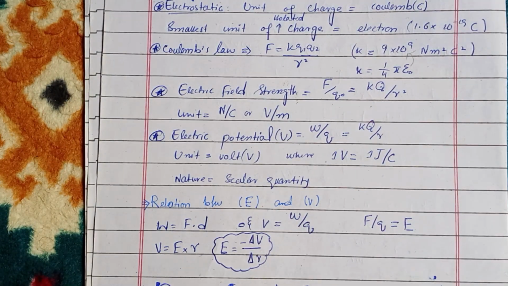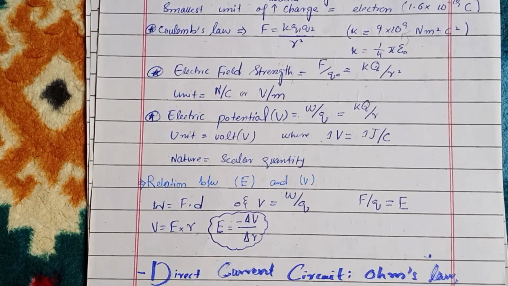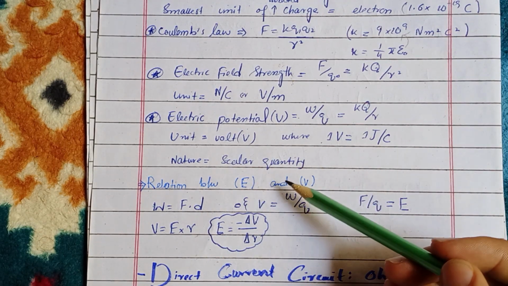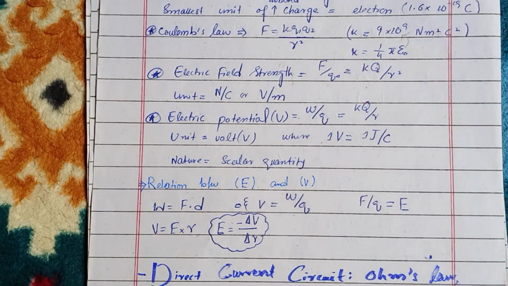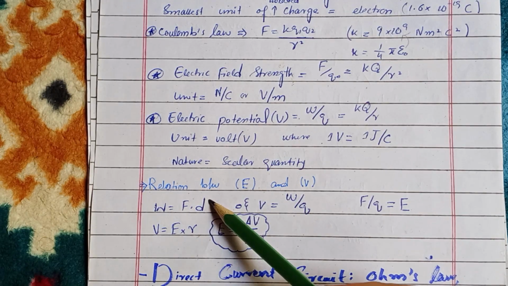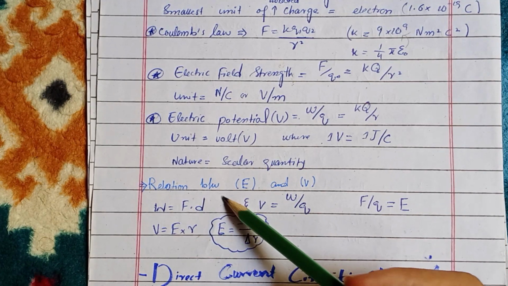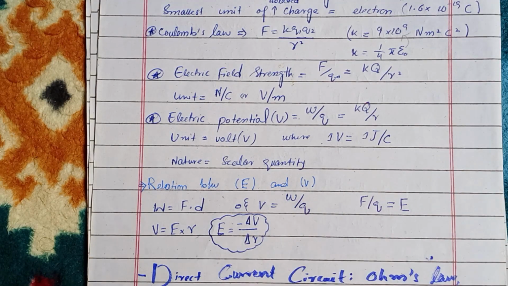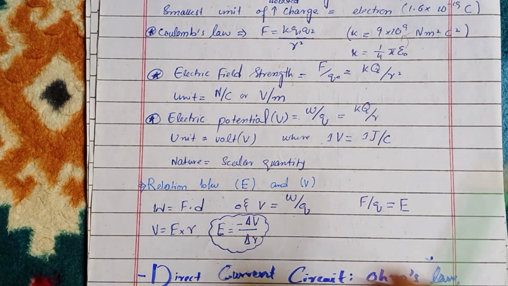Now what is the nature of electric potential? This is important. The nature of electric potential is scalar, that is, it is a scalar quantity, meaning that it has a magnitude but not a specific direction, so it is a scalar quantity. Now we will study a relation between E and V. E represents electric field and V represents electric potential.